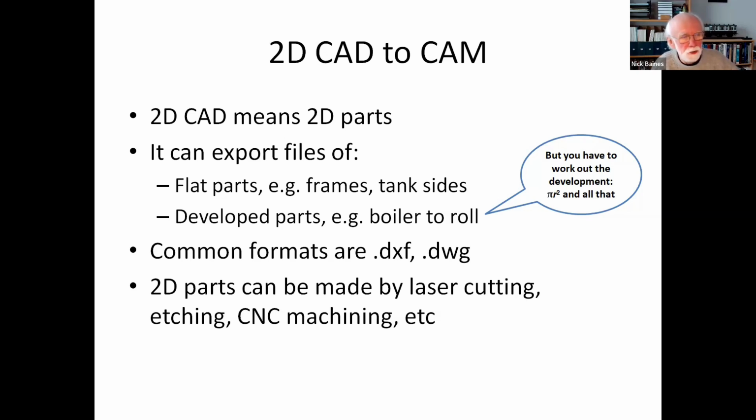Once you've done that, you can export the result in a 2D CAD format. The common ones are DXF and DWG. There are a number of others, but those are the two most common ones. And those 2D parts in a DXF or a DWG file can then be made by laser cutting or etching or CNC machining or the sort of CAM processes which are appropriate to making 2D parts.